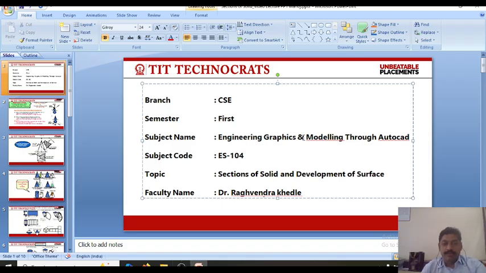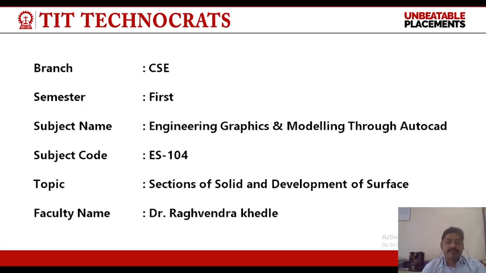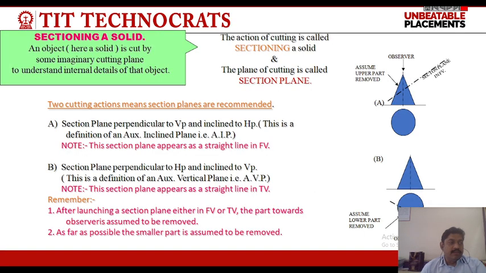Good morning, all the students. Now, the next topic of the subject Engineering Graphics and Modeling through AutoCAD is section of solid and development of surface. Invisible features of an object are shown by dotted lines in their projected views, but when such features are too many, these lines make the views more complicated and difficult to interpret. In such cases, it is customary to imagine the object as being cut through or sectioned by a plane.